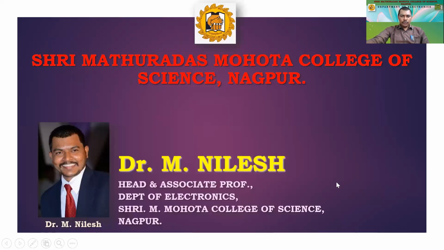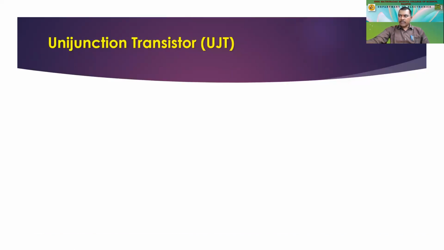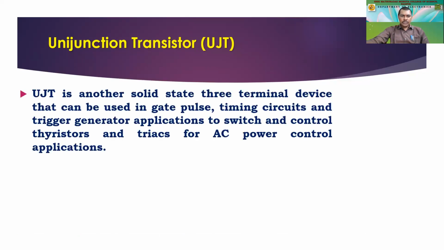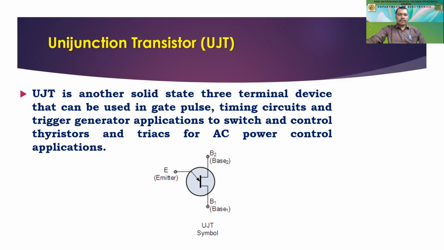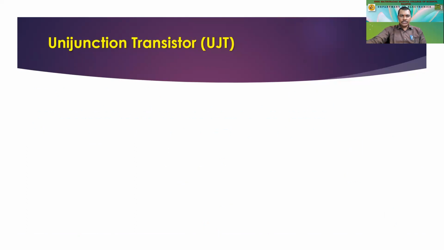Today we have studied the unijunction transistor, that is UJT, because it has only one junction, of P-type and N-type material. UJT is another solid state three-terminal device that can be used in gate pulse timing circuits and trigger generator applications to switch and control thyristors and triacs for AC power control applications.